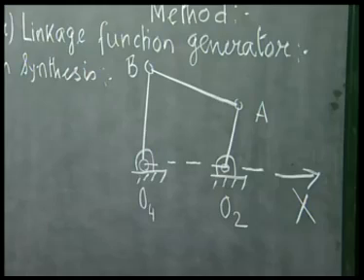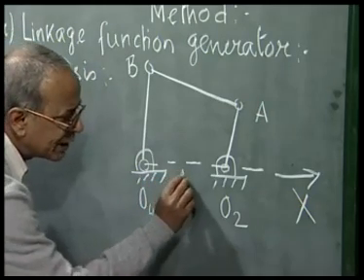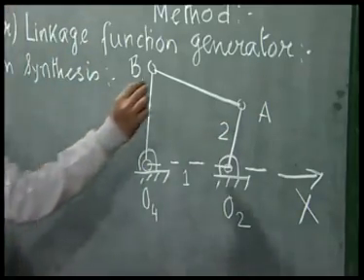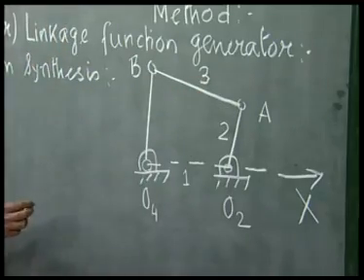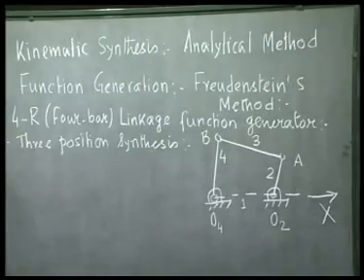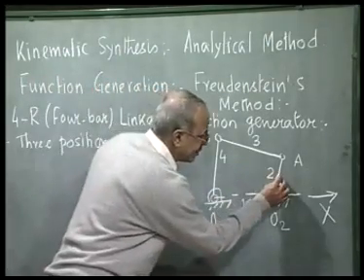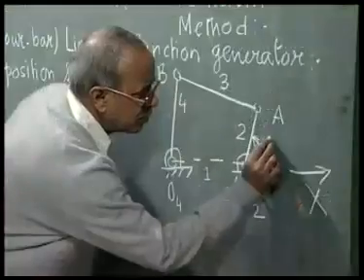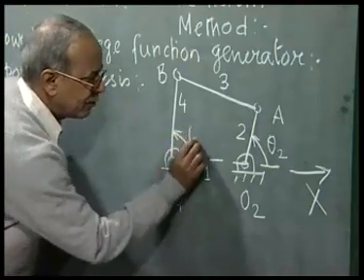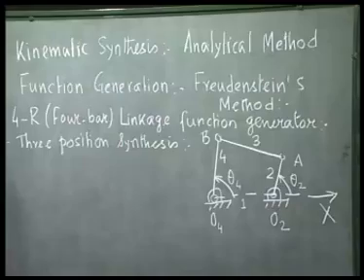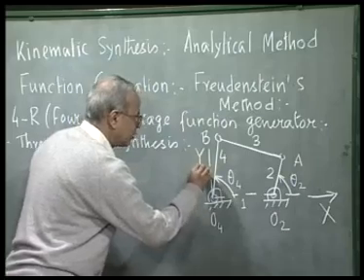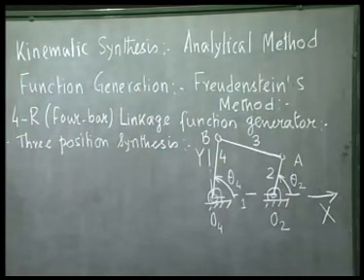O2A, O4 is the 4R linkage, where O4, O2 is link number 1, that is the fixed link. O2A, the input link, is link number 2. AB is the coupler, which is link number 3. And O4B, the output link, is link number 4. The orientation of the input and output link is defined by the angle that they make with x-axis, namely theta 2 and theta 4. We complete the coordinate axis by drawing the y-axis with O4 as the origin.